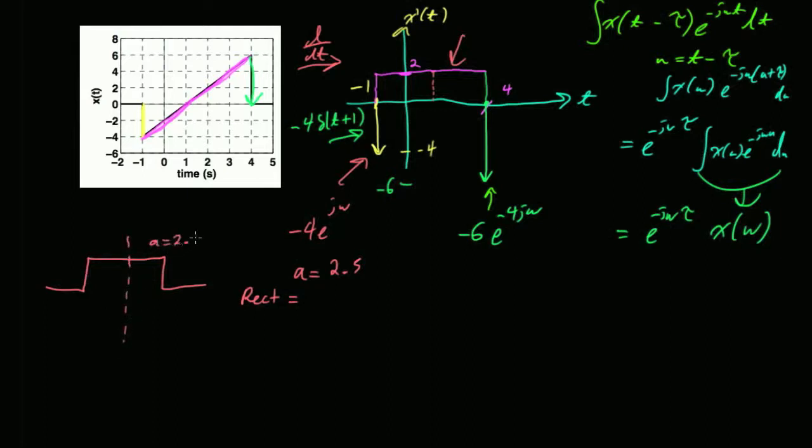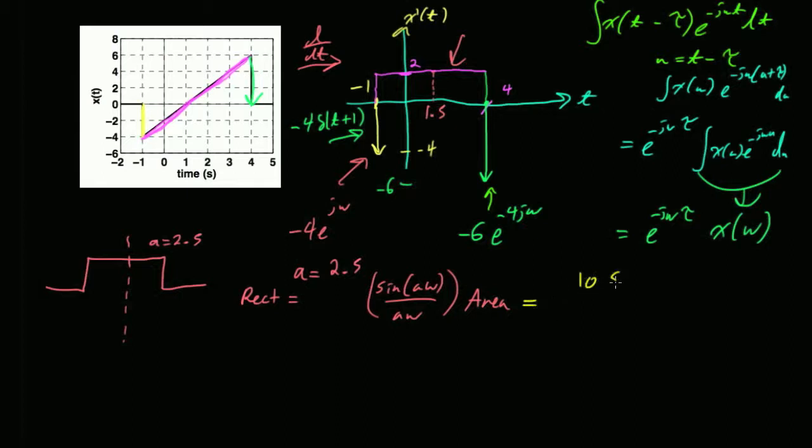Remember, the formula is sine of a omega over a omega times the total area. So I know my little a. Now I need to scale it by the total area of the rectangle, which is 10. It's a width of 5 and a height of 2, so that's 10. So I've got plus 10 sine 2.5 omega over 2.5 omega.